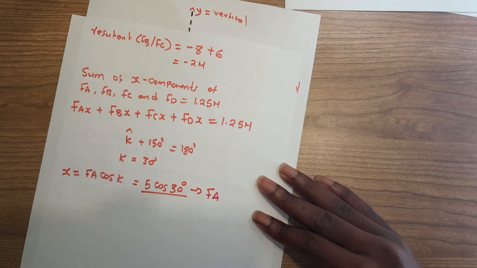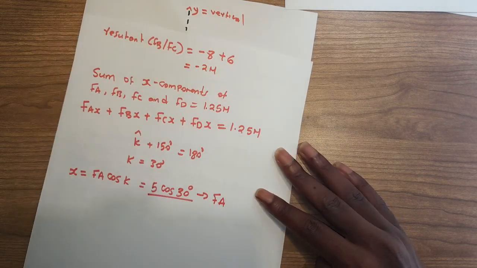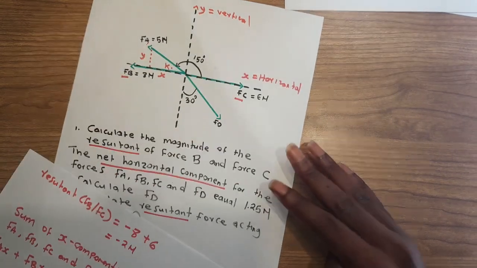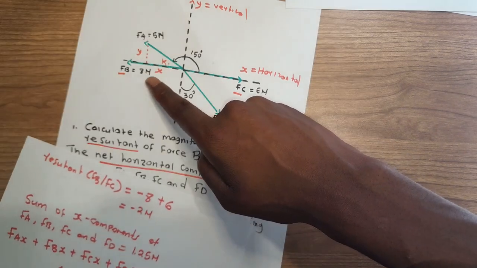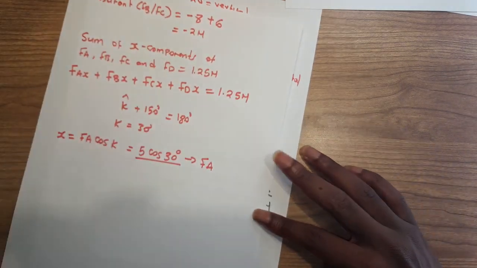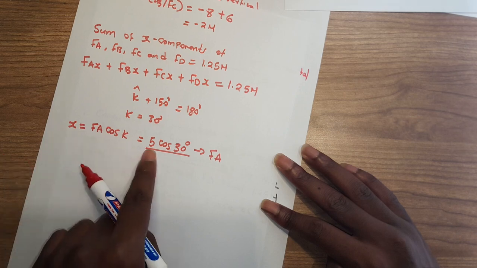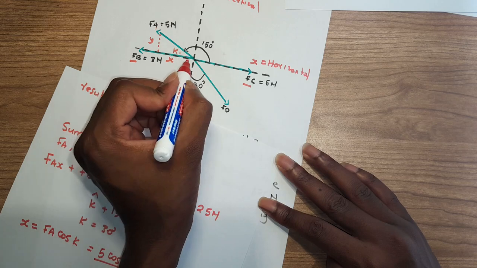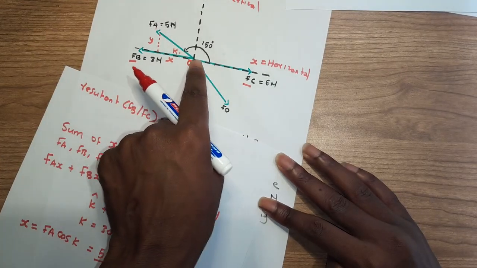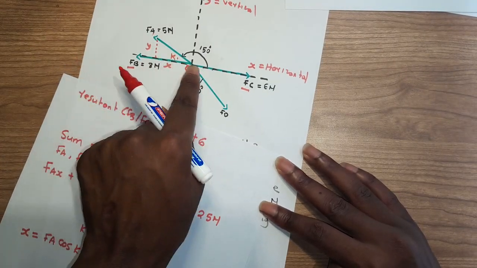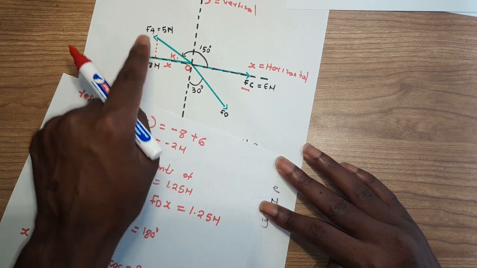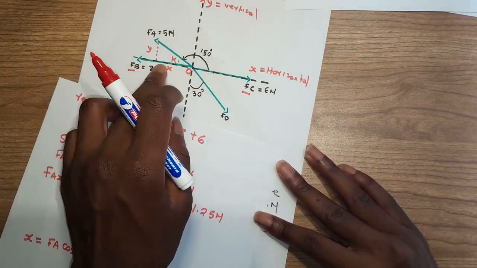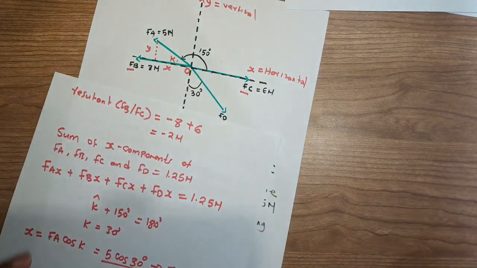That is the x component of FA. What about the x component of FB? By the way, this answer that we've got, x equals 5 cos 30 degrees, is actually the length from 0 to this point. From 0 to this point, it is the x component of FA. So the value is 5 cos 30, the length from 0 to here. It is the x component.